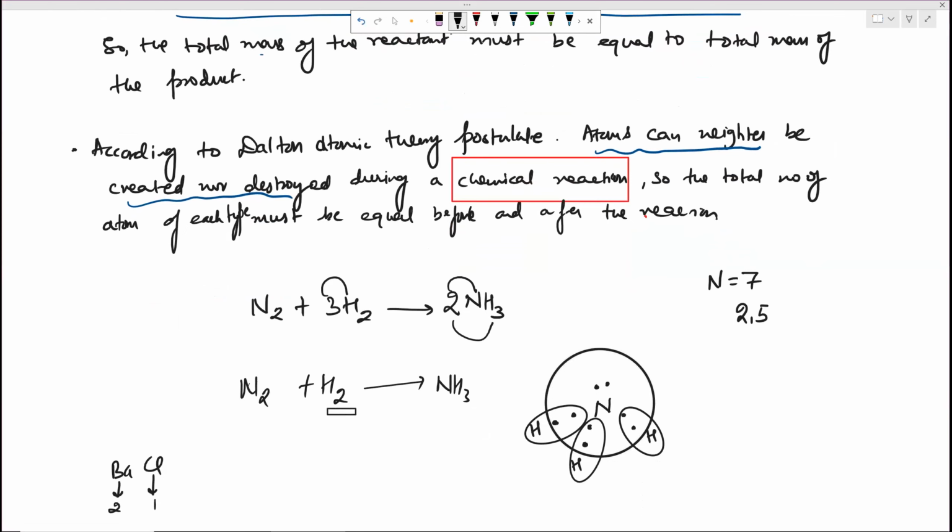There are 3 hydrogen atoms, so an atom is created. No atom can be created or destroyed in a chemical reaction, so it must be balanced. So when you write here 3, we will learn how to balance.